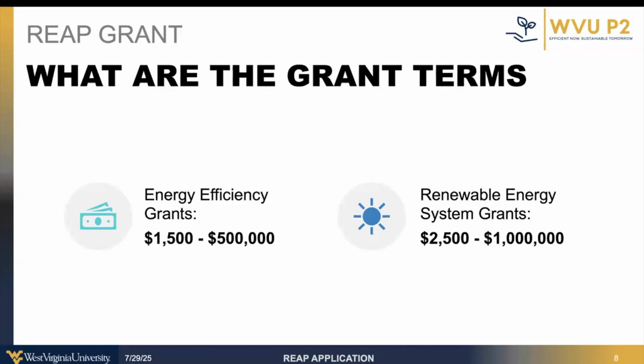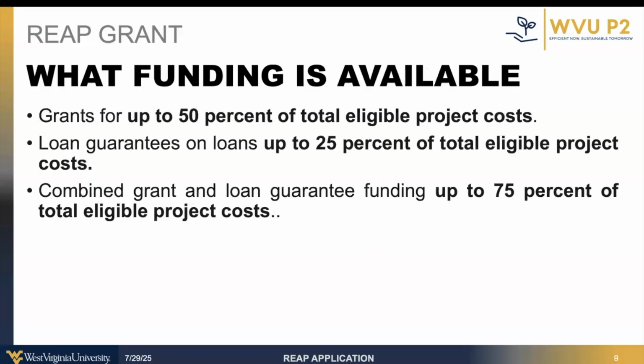Let's talk about funding. For energy efficiency projects, you can receive between $1,500 and $500,000. For renewable energy projects, between $2,500 and $1 million. The REAP grant can cover up to 50% of eligible project costs. If you combine it with a loan guarantee, that could bring total support up to 75%. Remember, some of this may change depending on USDA updates, so always double check the latest guidance.